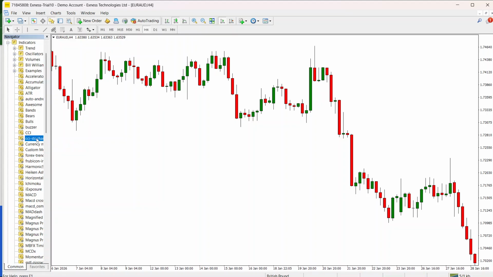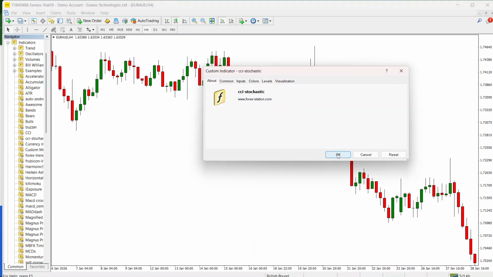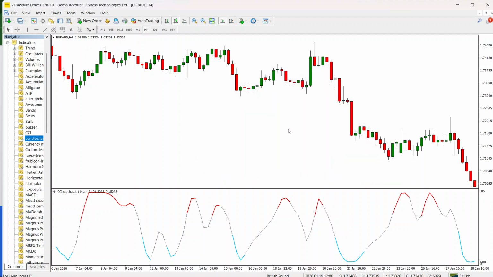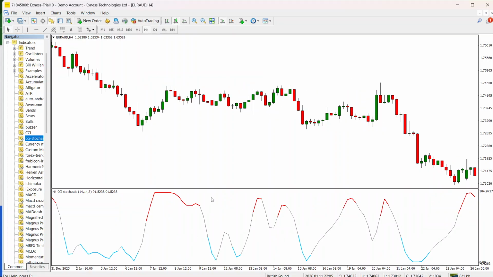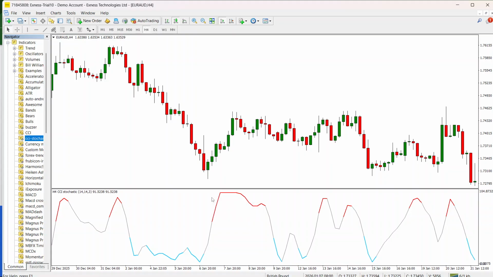Let me load up the indicator on the screen so we can have a view of what it looks like. On MT4 and MT5, the CCI stochastic indicator plots both CCI and stochastic values in a single sub-window so you can see when they agree about market extremes.